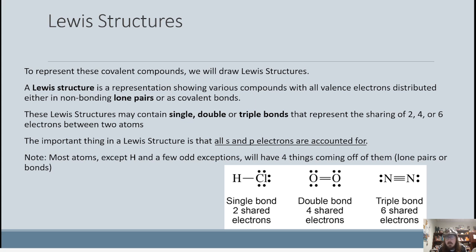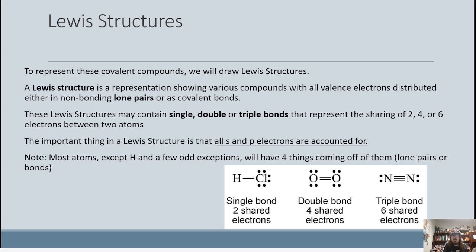Each bond represents the sharing of 2 electrons. So a triple bond shares a total of 3 from one atom with 3 from another, for a total of 6 electrons. And the important thing is that in the Lewis structure all the s and the p electrons are accounted for. We need to count all of them and make sure they're all present. If you leave some out, you are not making a valid Lewis structure.